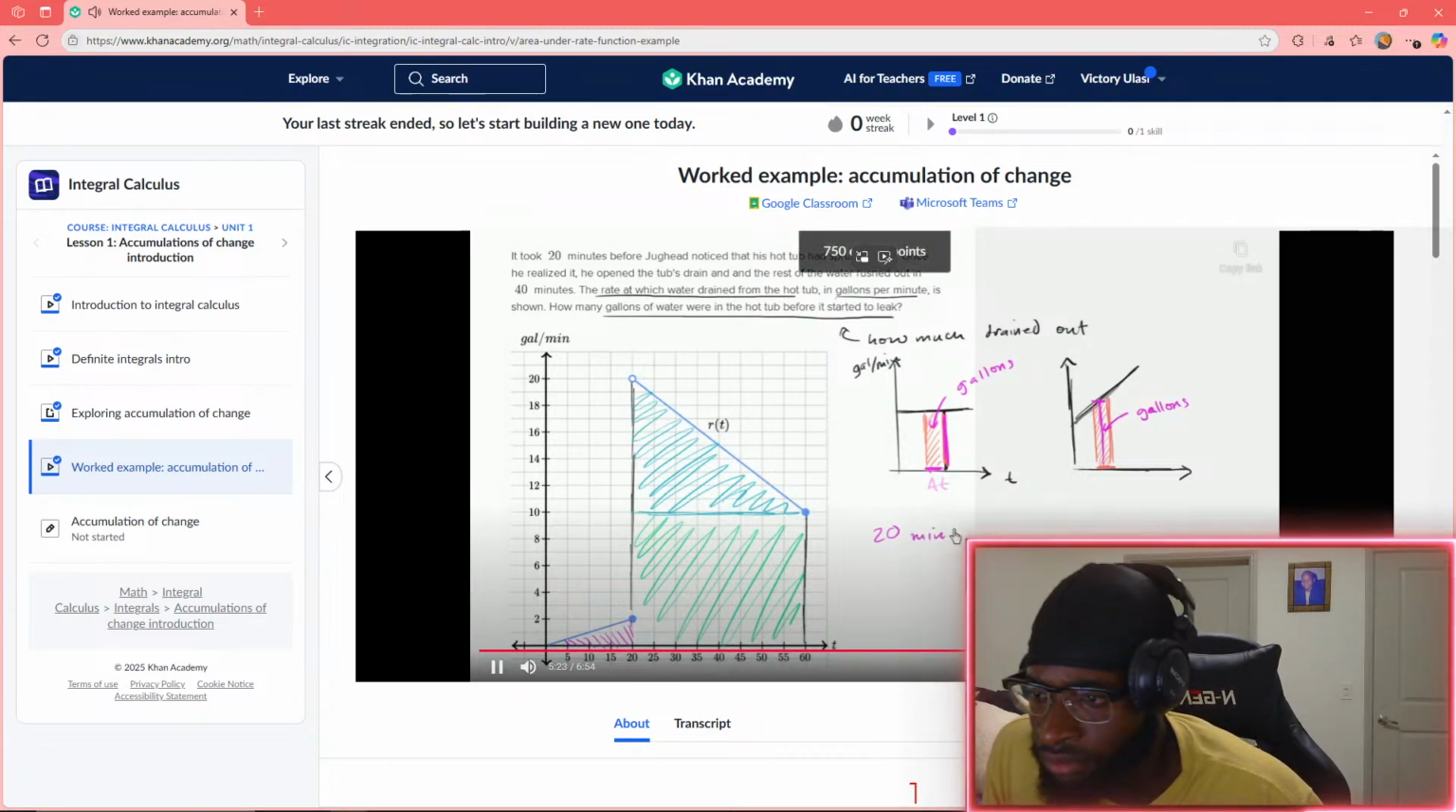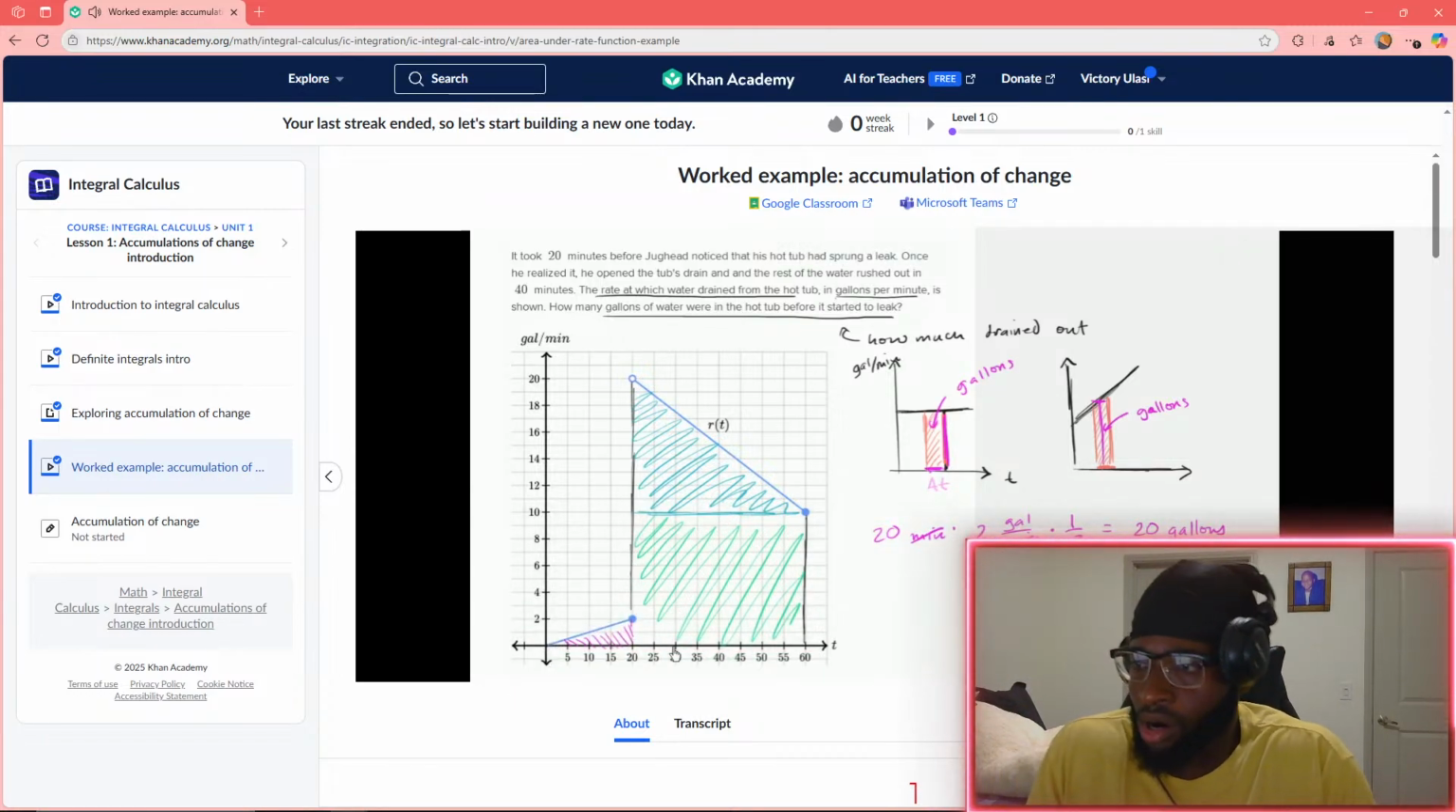minutes, 20 minutes times 2 gallons per minute, times 1 half gives us the area under this triangle. So that is going to be 20 gallons. We see that the units work out nicely. And so that's essentially how much is drained out in the first 20 minutes.